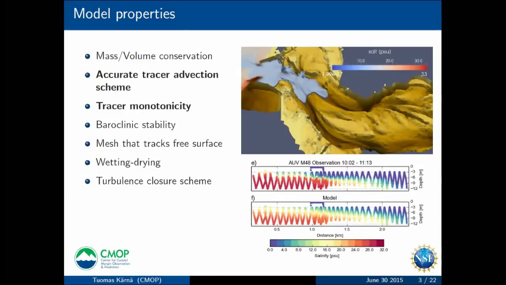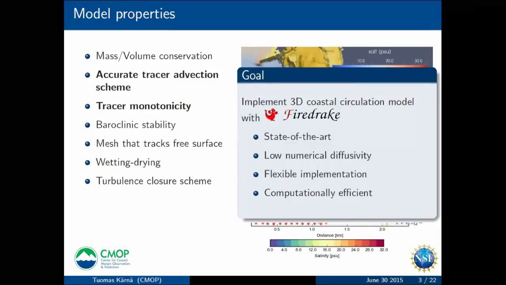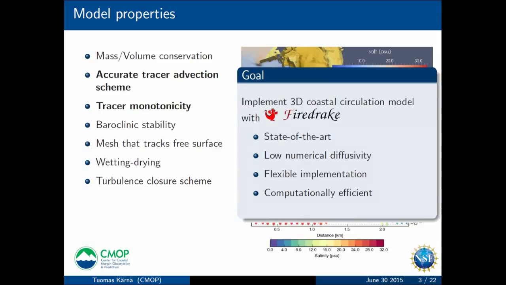And then you also need some sort of turbulence closure scheme to take into account the vertical mixing that depends on the stratification. Okay, so our goal here is to implement a model with these features on top of Firedrake. And the goal is to have low numerical diffusivity, flexible implementations, which is why we're interested in Firedrake, and of course computational efficiency. So basically our idea is to simulate these estuarine flows on 10-year scales. The time step with explicit time integrators is maybe 10 seconds or 30 seconds, so it's a computationally demanding problem.